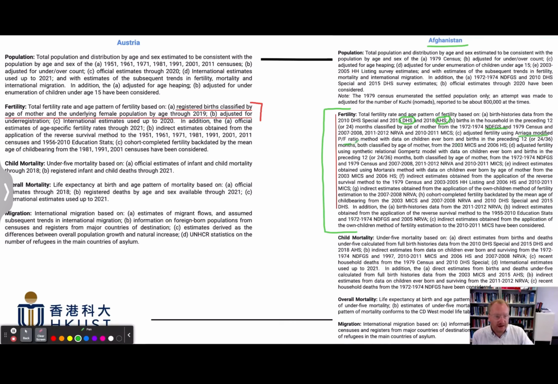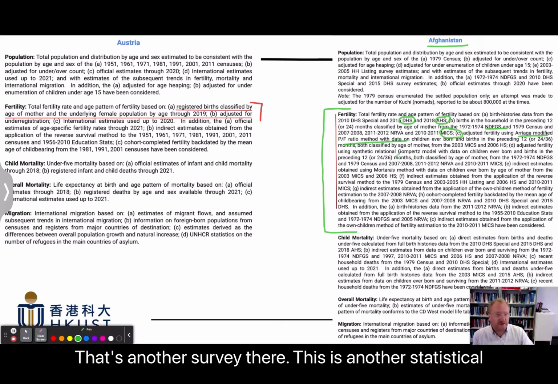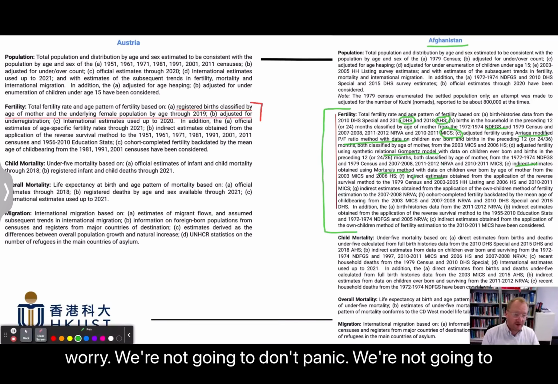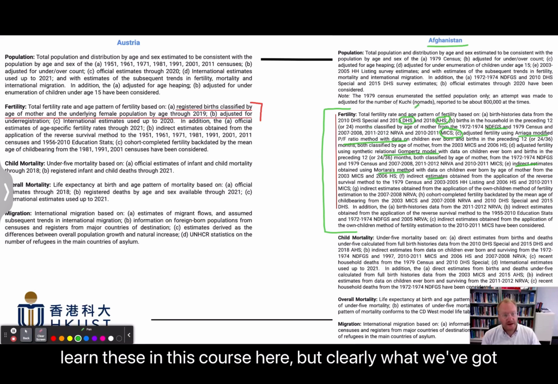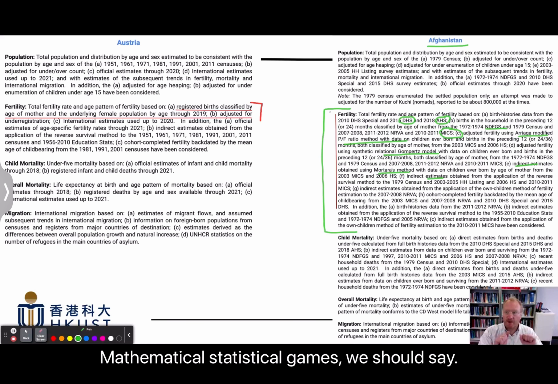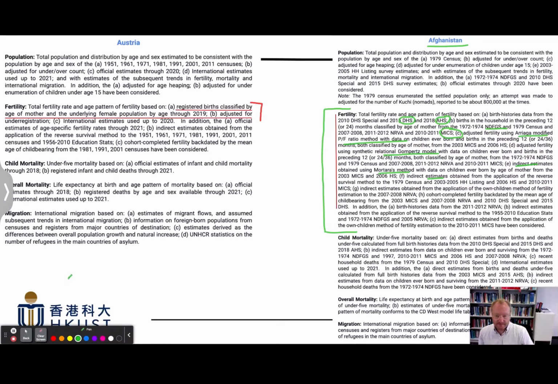This is a kind of complicated statistical method which you can derive from census. That's another survey there. This is another statistical method. You do indirect estimates. Now, we don't have to worry. Don't panic. We're not going to learn these in this course here. But clearly what we've got to do is a lot of mathematical, statistical games, we should say, using the very incomplete data that we have in Afghanistan, for example.